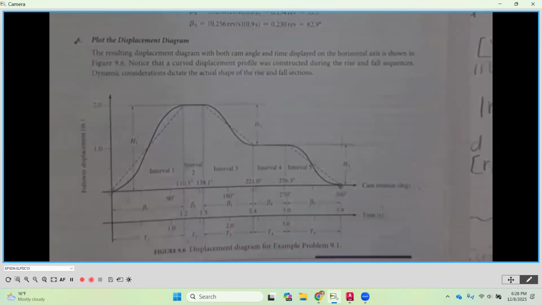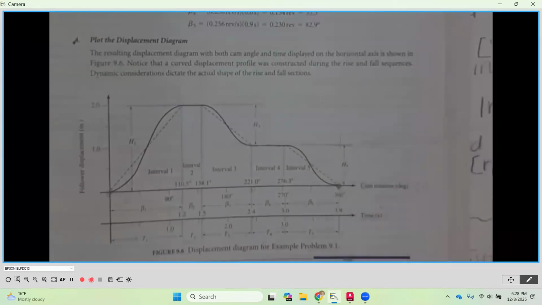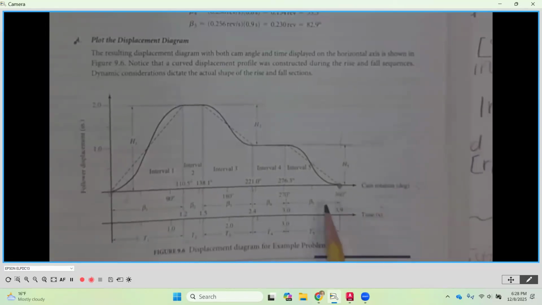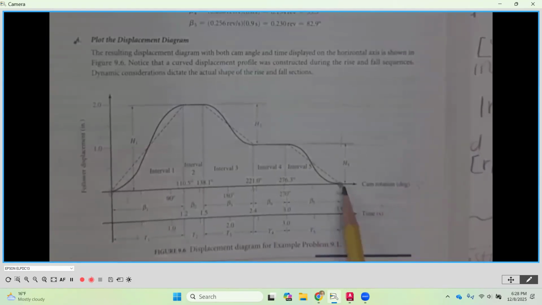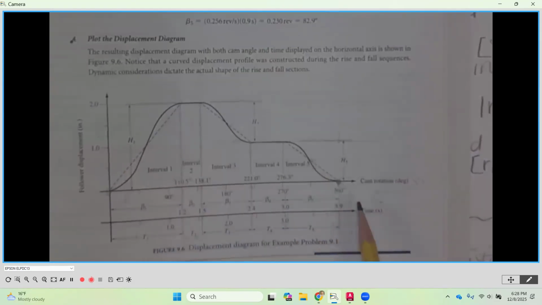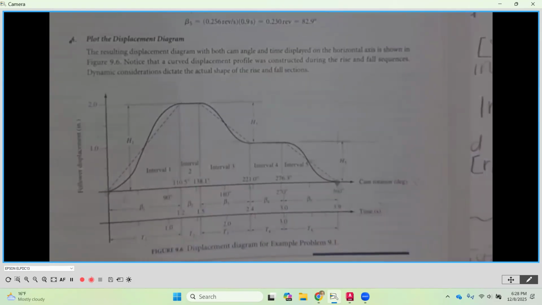Then it's going to dwell for beta 4. Okay. Beta 4 was 55.3 degrees and it was 0.6 seconds. So notice that it just stays in that position. And then the last portion, it's going to fall one last time back, if you would, to 0 for that total of 2 inches. And then that's going to take us beta 5, the last 82.94 degrees. And then this is 360. So it technically is our 0. And then it starts back over again and goes through the same cycle of that revolution.